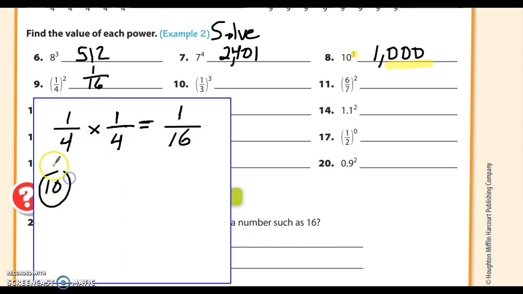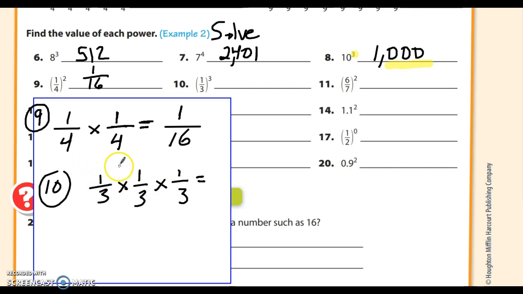Number 10 is very similar. It's going to be 1/3 times 1/3. But the exponent is 3, so it's going to be 1 more times 1/3. The numerator here is easy. 1 times 1 is 1, times 1 is 1. The denominator is 3 times 3 is 9, times 3 is 27.